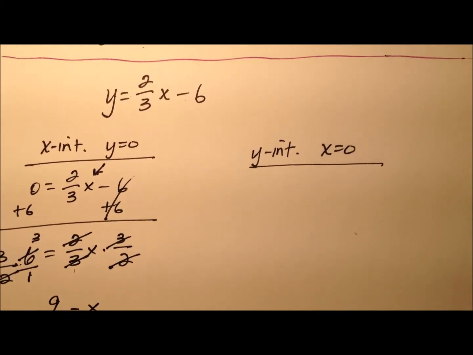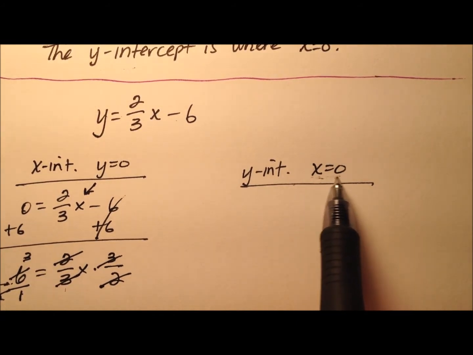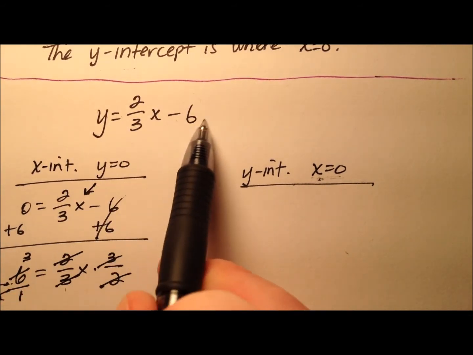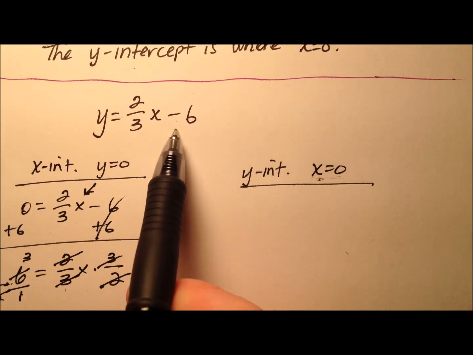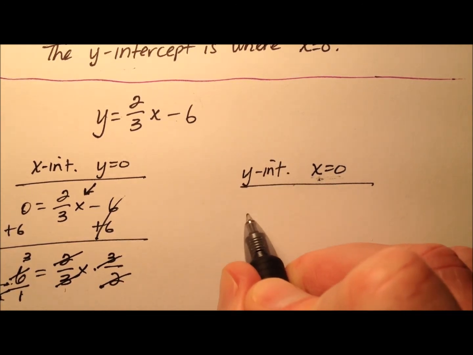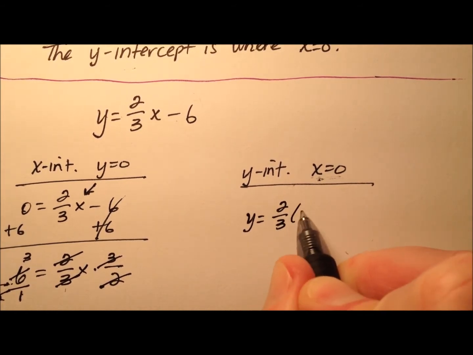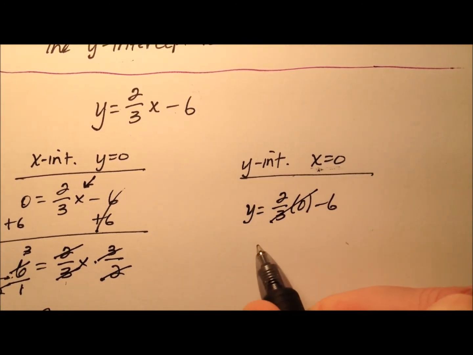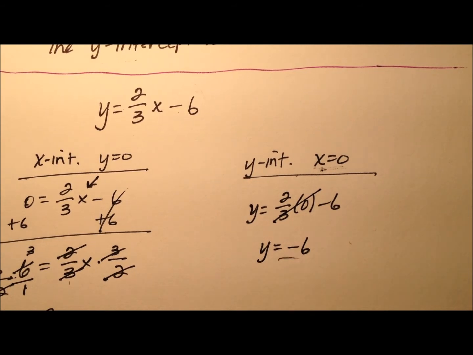Okay, let's go ahead and find this y-intercept then. So the y-intercept is where x equals 0. Interestingly enough, this equation is written in slope-intercept form, so we know that the y-intercept is going to be -6, but I'll go ahead and show you the algebra anyway. So y equals 2/3, and then my x value is 0 minus 6. Since this is multiplication by 0, it cancels, and I have y equals -6 as promised.